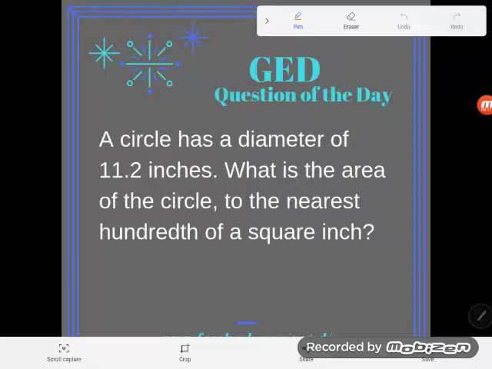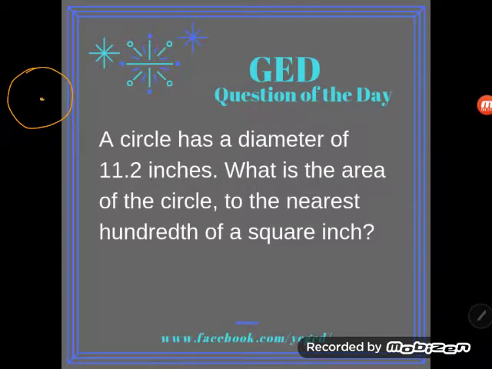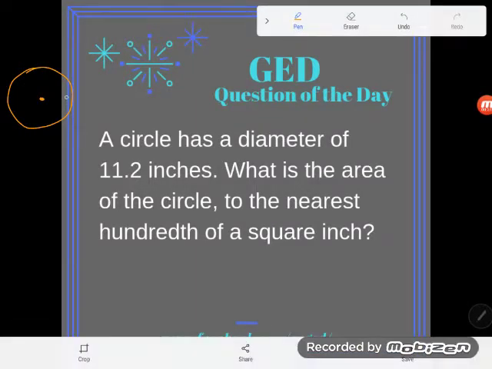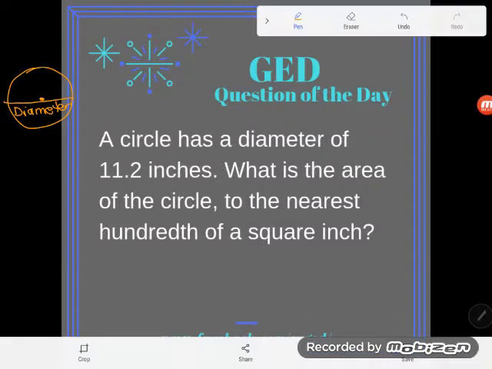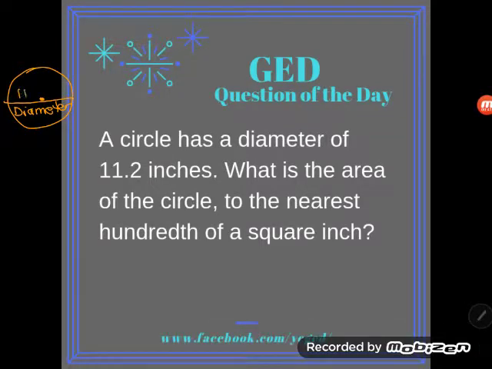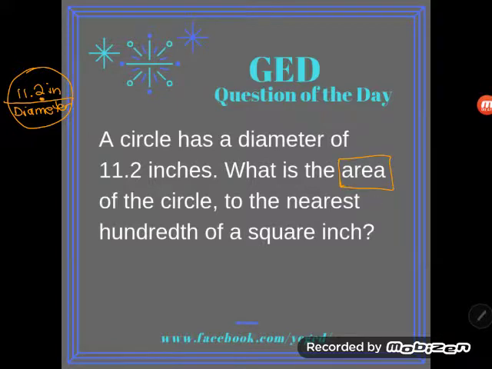It says a circle has a diameter of 11.2 inches. So what do I know? Well, it's a circle and it has a diameter. A diameter is a line that goes through the center of a circle from side to side. Let's all pretend I drew a really straight line that actually went through that center, okay? And that is 11.2 inches. Now they asked me, what is the area? So they're asking me to find area, and they've given me diameter.